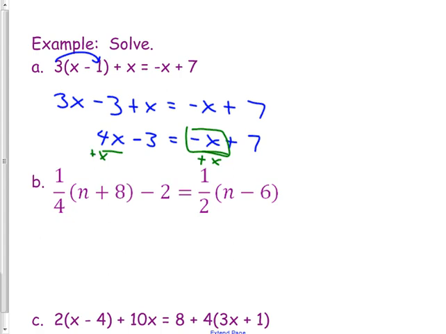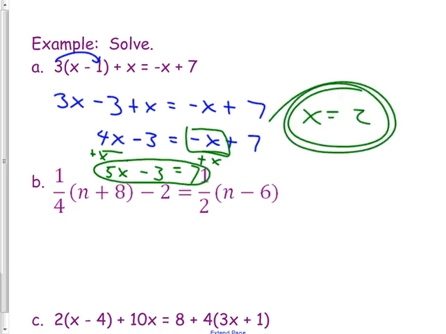Because now I'll have 4x plus x is 5x minus 3 equals 7. And notice the variable is not negative. If you get rid of the smaller one, your variable won't be negative, and that'll work a lot better. Now I'm going to add 3 to both sides. 5x equals 10, and therefore x equals 2. Raise your hand if you had that one right.